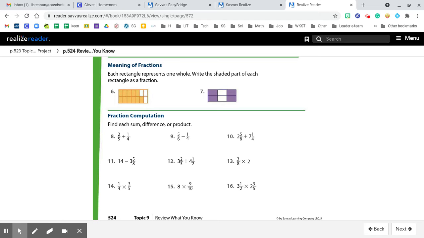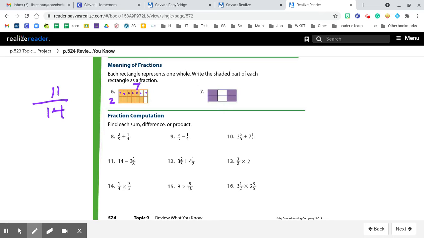Each rectangle represents one whole. Write the shaded part of each rectangle as a fraction. First, we want to think about the denominator. So the denominator is going to be the total number of boxes or shapes here. So in this case, we have a 2 by 1, 2, 3, 4, 5, 6, 7. A 2 by 7 would be 14 altogether. And how many are shaded? 11. So we would call that 11/14.